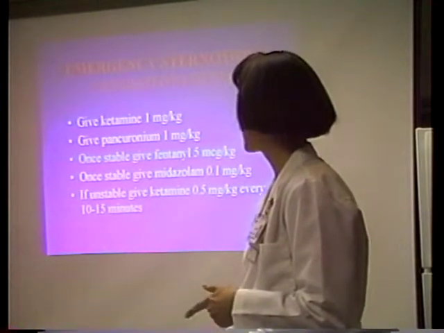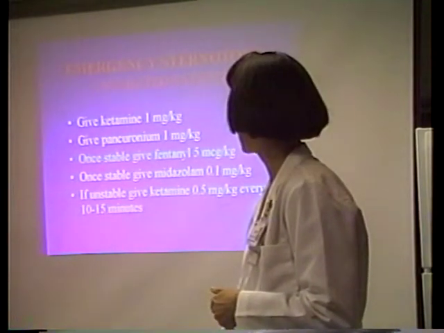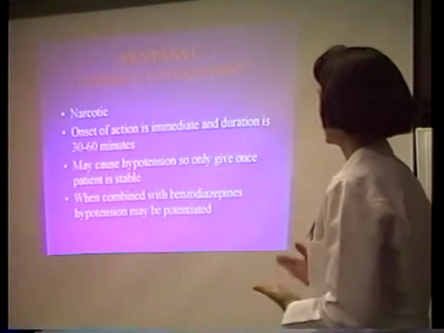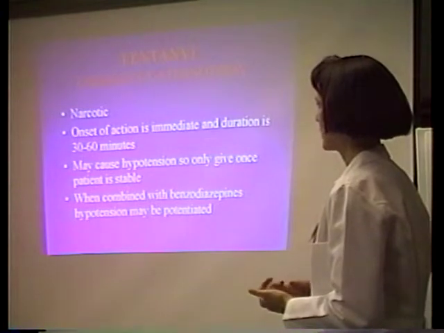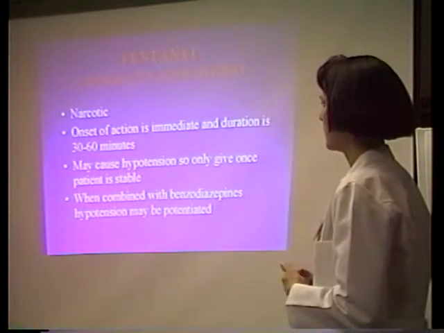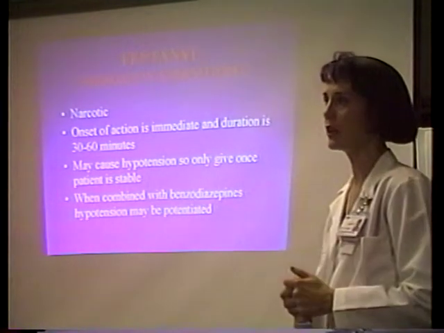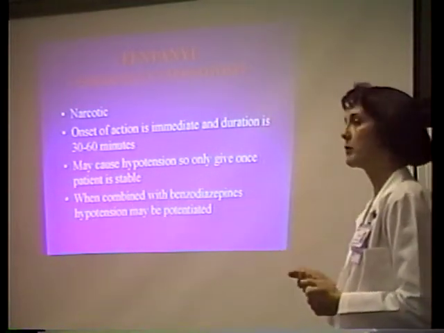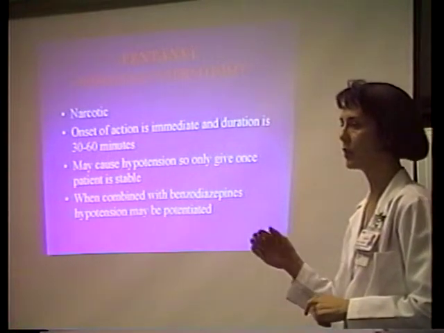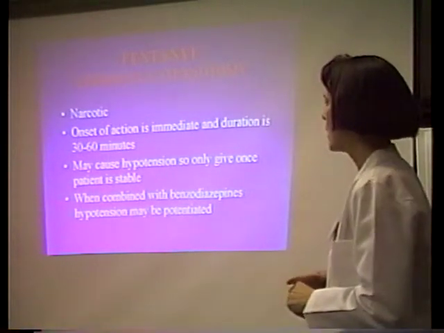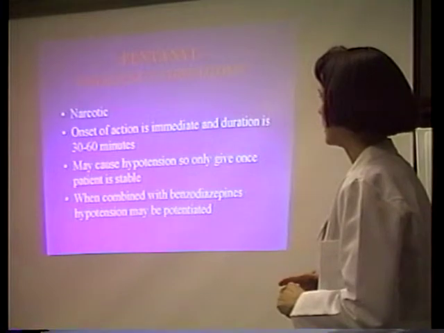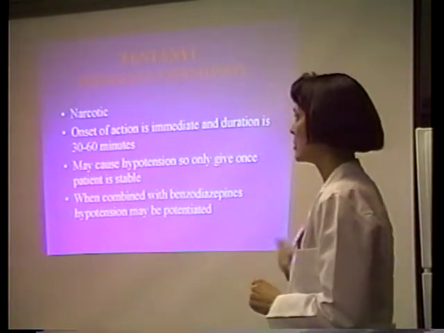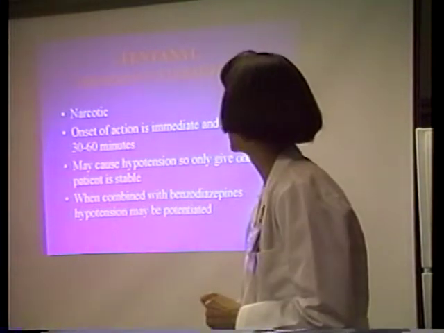Okay, the next thing, once they're stable, give fentanyl at 5 mics per kilo. To go over fentanyl, it's a narcotic, it's fairly short acting, it lasts 30 to 60 minutes, and it may cause hypotension, so make sure you only give it when they're stable. It's especially potent when you combine it with midazolam. If you combine them both together, you can really see the pressure bottom out. So if they're not stable, and a lot of these emergency sternotomies are not, I would not give fentanyl.